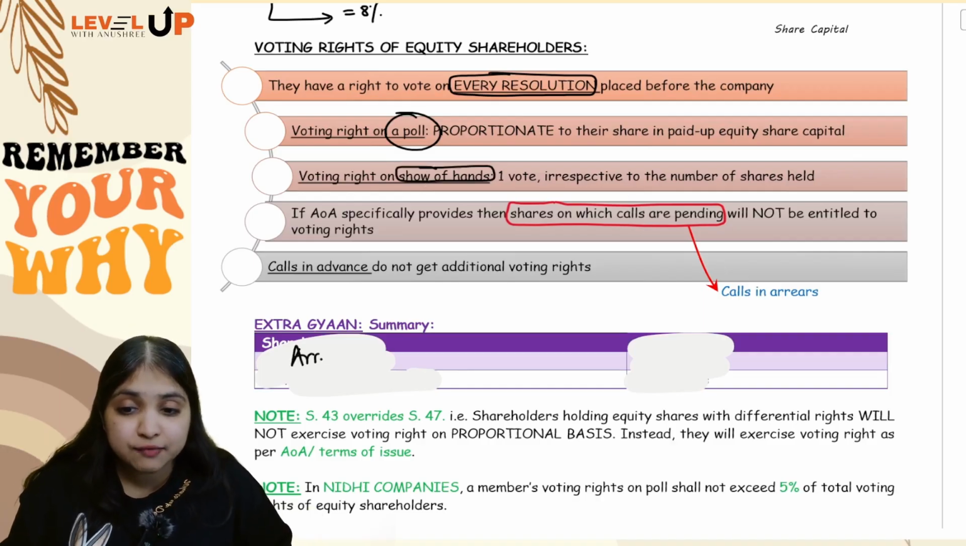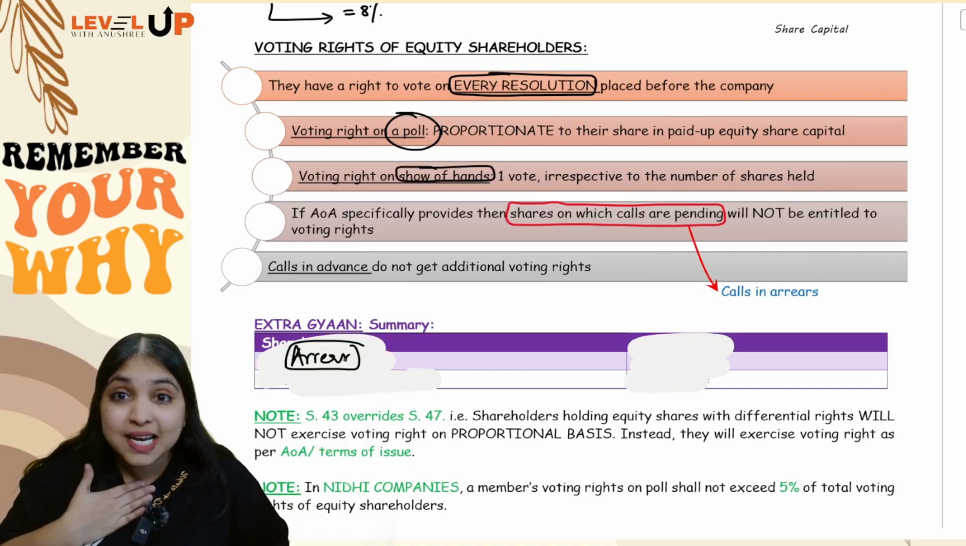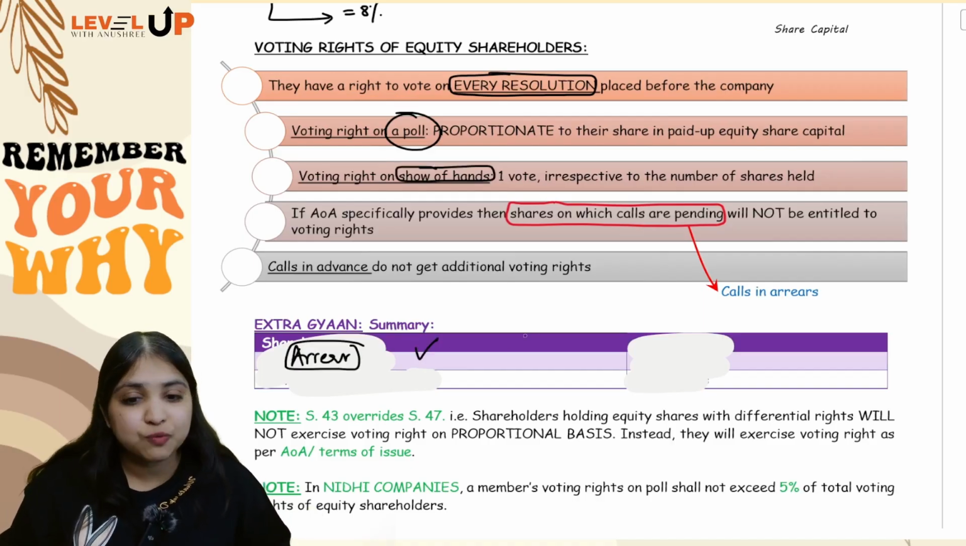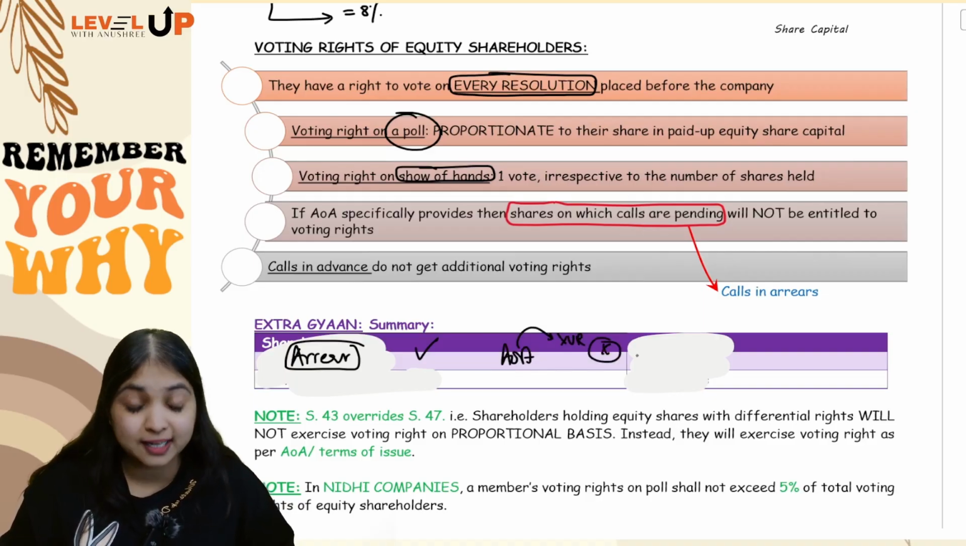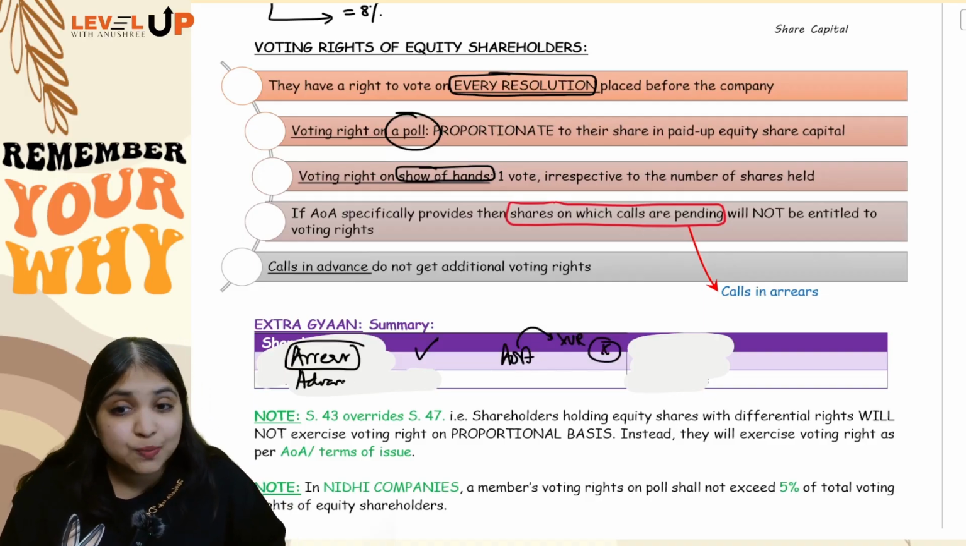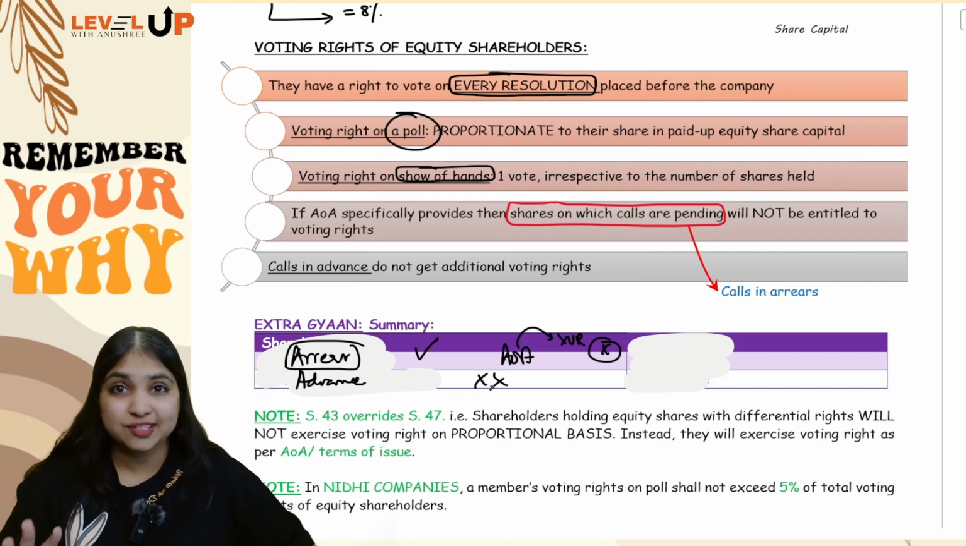Then we discussed if calls are in arrear, I am still a member of the company, so I will still get voting right. But in the AOA, if it is mentioned no voting right, then no voting right. But if calls are in advance, will I get any extra voting right? No extra voting right and all.